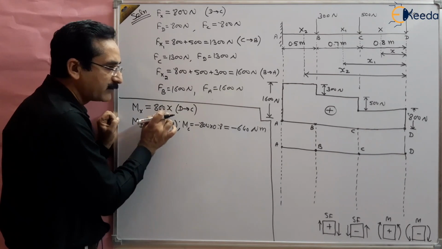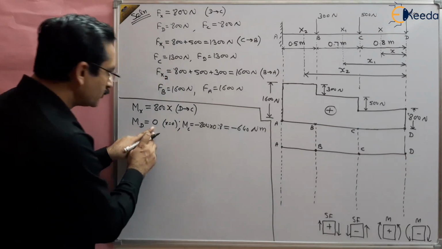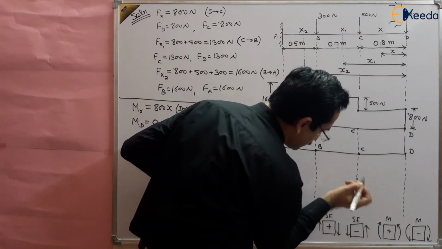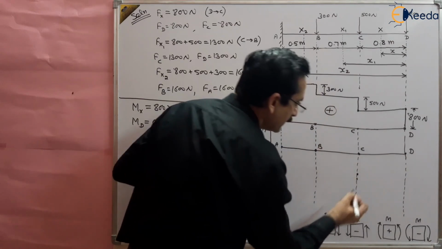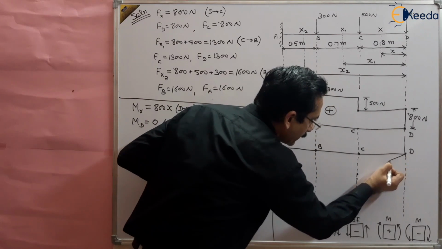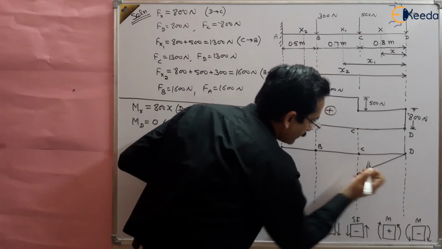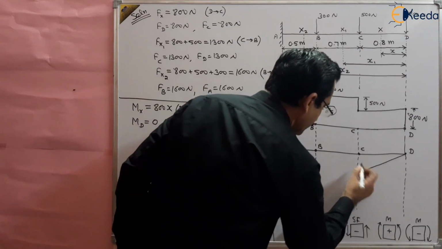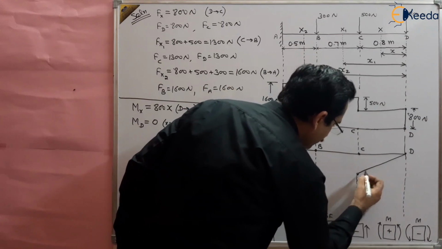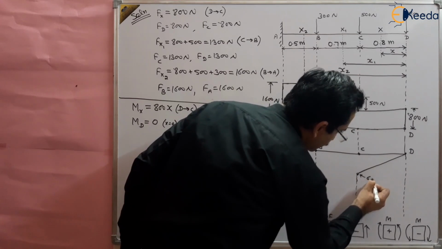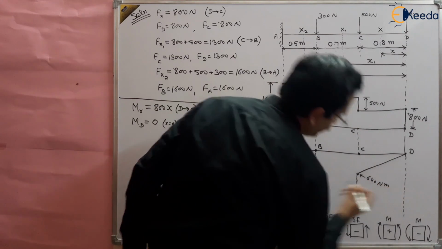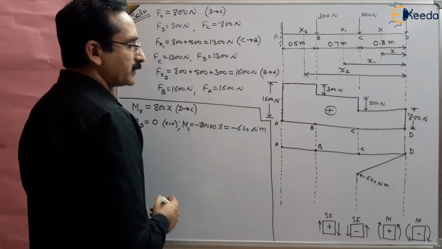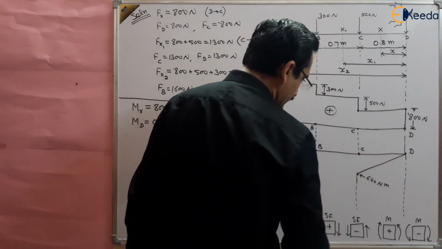So it will be a linear variation. So from 0 to 640 Newton meter, linear variation. 0 to 640, suppose this is 640, and there is a linear line from here to here, like this, right? So this point is 640 Newton meter, right? So we have drawn the curve from D to C, right? Next.